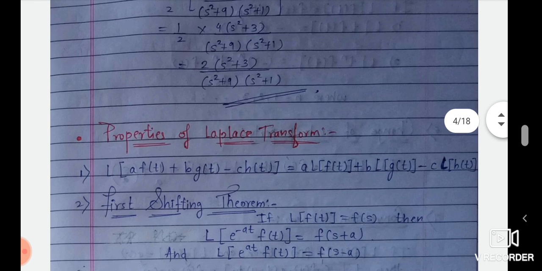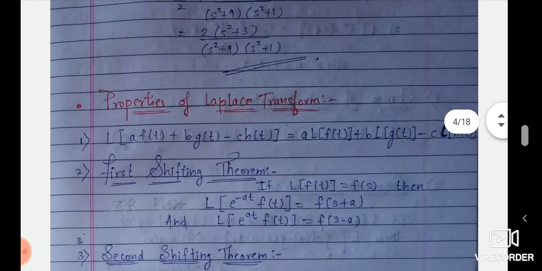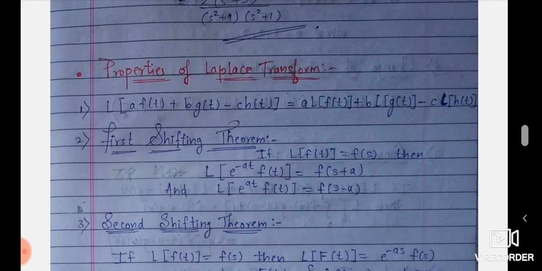Okay, next there are properties of Laplace transform. So the first property is exactly what we have used before. Like if there is a constant term, we take it outside. So we can see the first property. It is L of a f of t plus b g of t minus c h of t, where a, b, c are constant terms. So what can you write? a into L of f of t plus b into L of g of t minus c into L of h of t. So this is exactly what we have used before.